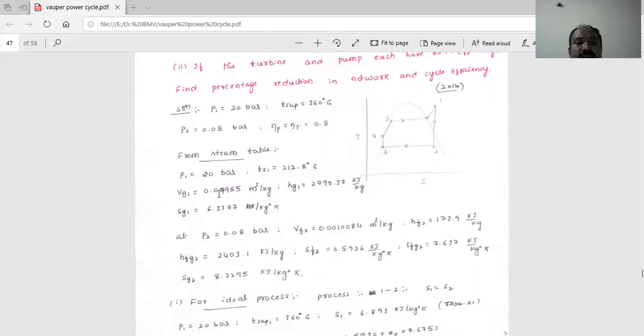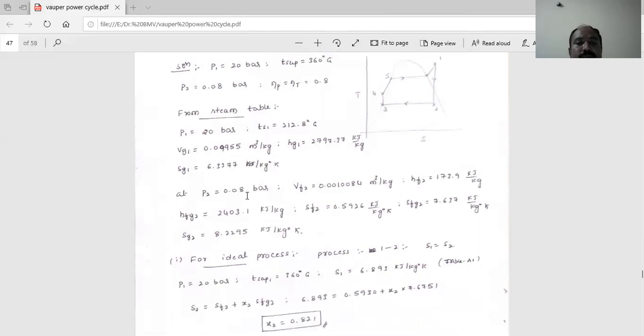Vg1 is equal to 0.09955 meter cube per kg. Hg1 is equal to 2797.37 kilojoules per kg. Sg1 is equal to 6.3377 kilojoules per kg degree Kelvin. At pressure P2 is equal to 0.08 bar, Vf2 is equal to 0.0010084 meter cube per kg. Hf2 is equal to 173.9 kilojoules per kg. Hfg2 is equal to 2403.1 kilojoules per kg. Sf2 is equal to 0.5926 kilojoules per kg degree Kelvin. Sfg2 is equal to 7.637 kilojoules per kg degree Kelvin. Sg2 is equal to 8.2295 kilojoules per kg degree Kelvin.